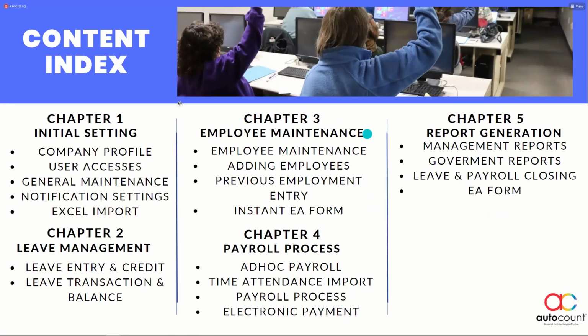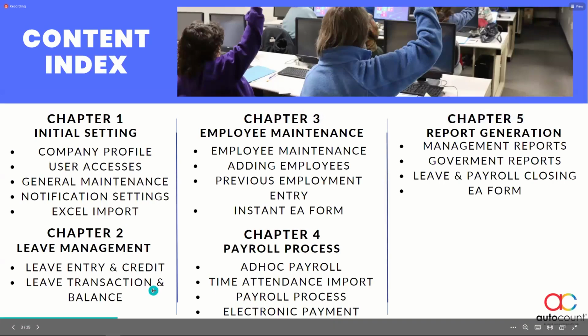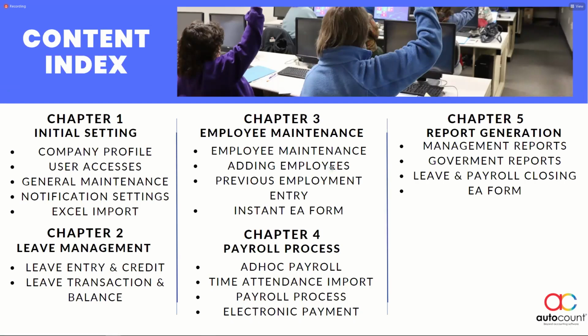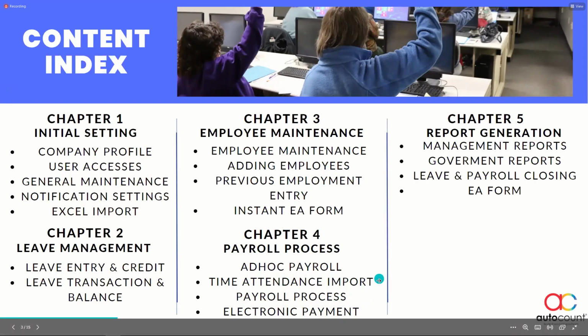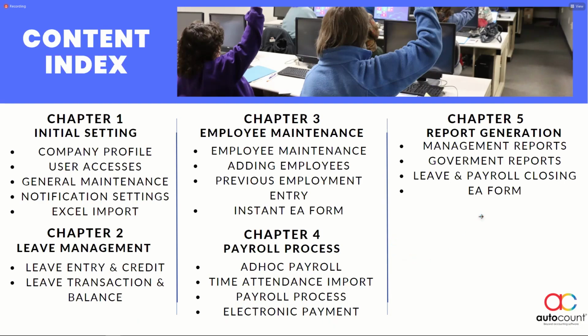There are a total of 5 chapters. In the first chapter we'll go through the initial settings to set up the company and ensure that all employees are there. Leave management is chapter 2. Chapter 3 goes to employee maintenance, adding or editing employees. Chapter 4 is processing payroll, your month-to-month basic stuff. And finally, chapter 5 goes over your reports and also your once-a-year items, which are leave and payroll closing and also the EA form. So these are the 5 chapters, and we shall get started now.